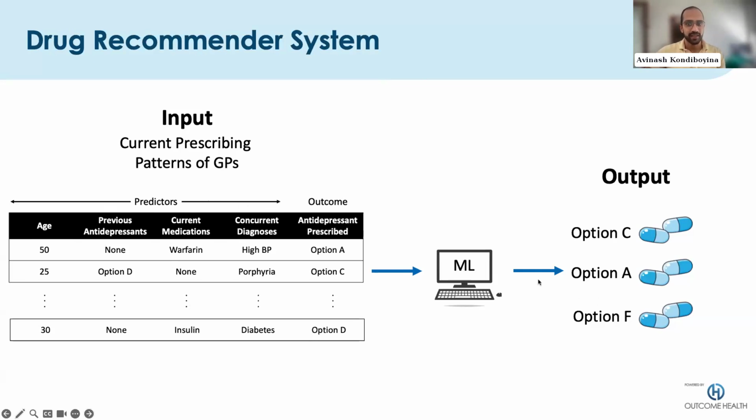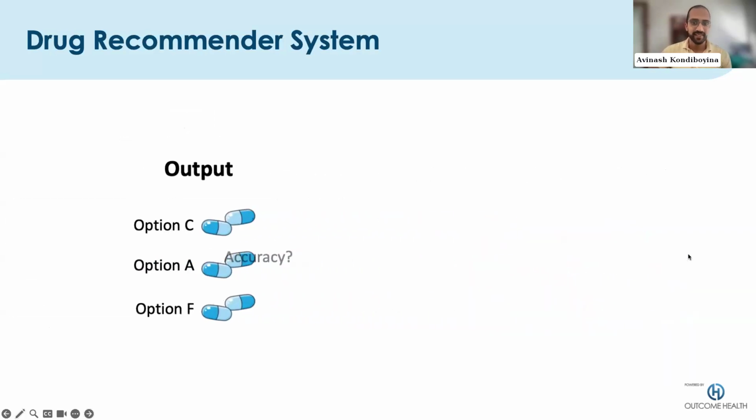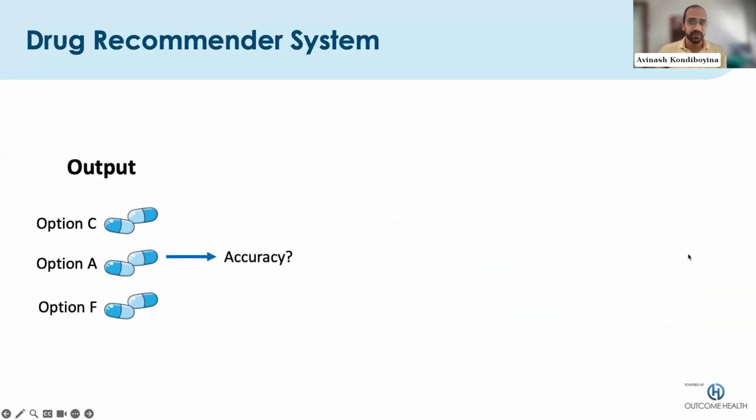She then trained a machine learning model on this dataset to determine the connections between the prescribed antidepressant and the patient characteristics. We can then feed a patient profile into the model, and it will give out the top 3 options for antidepressants for that patient. Now, all of this sounds lovely. But first, we had to test the accuracy of the output of the model.